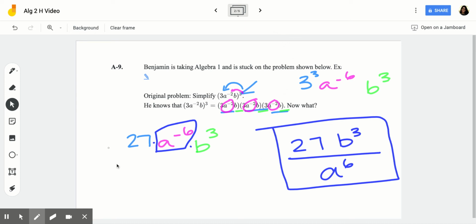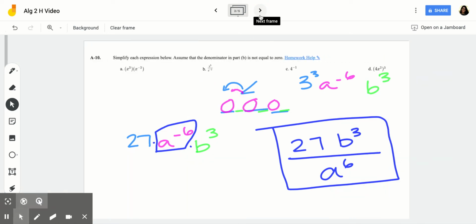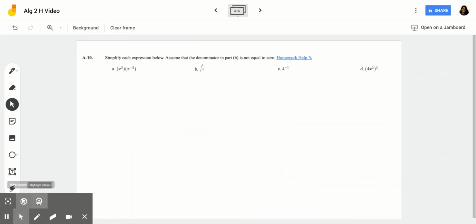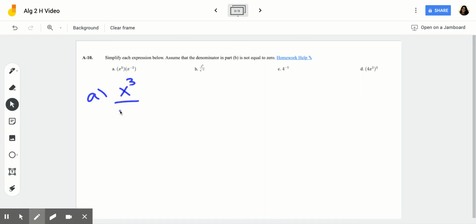Okay, let's move on to A10. A10 has a couple more examples. So let's do the A10A, super easy. x cubed and x to the -2. You can do it a couple different ways. If you want to move the -2 to the bottom first, it crosses the line and changes the sign. And then you use the quotient rule and subtract. 3 minus 2 is 1. The bigger the exponent, it stays there. So if the 3 was on the bottom, the x would have stayed there.